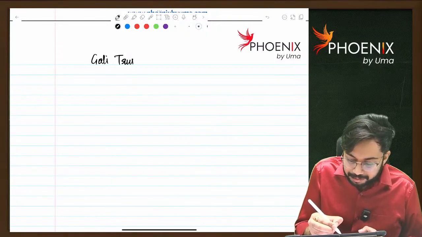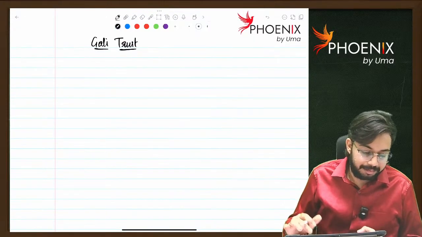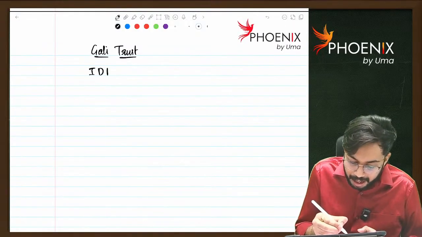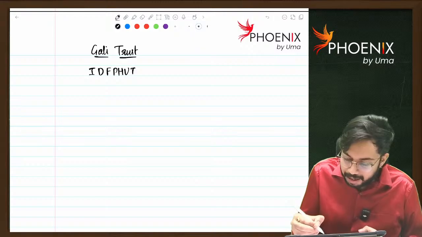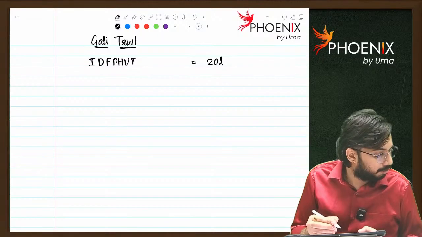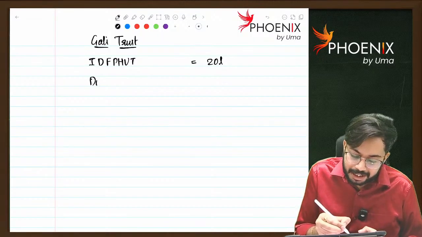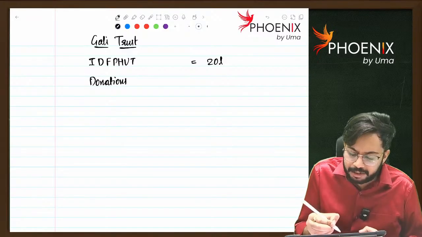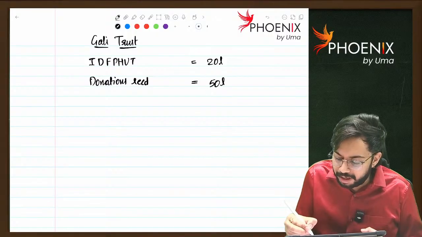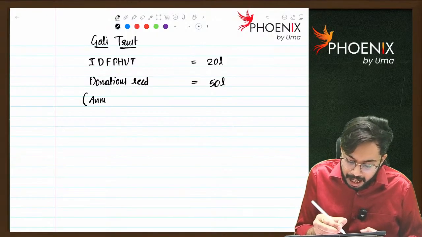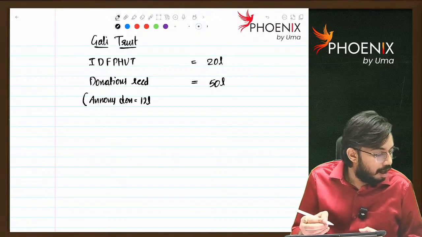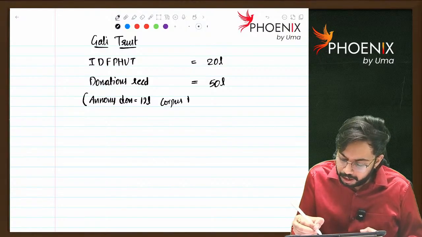Gali Trust. Now, there is Gali Trust. Income derived from property held under trust is 20 lakh rupees. Next, donations received. See, even donations received is also considered as income derived from property held under trust, right? Donation received is 50 lakh. Out of 50 lakh, anonymous donation is 12 lakh. And corpus donation is 20 lakh.